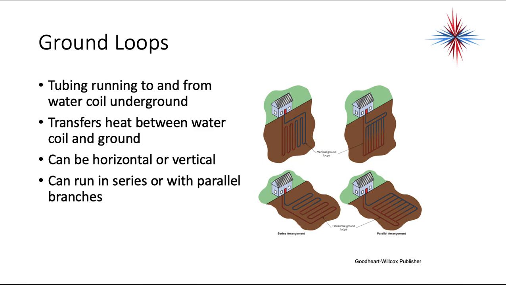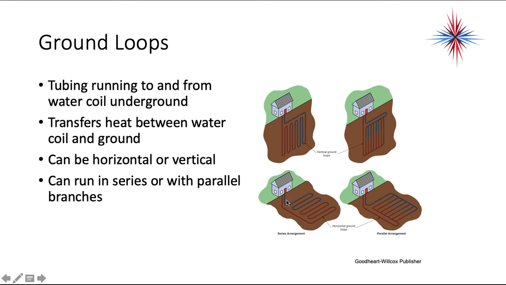Ground loops is tubing running from the water coil underground. It transfers heat between the water coil and the ground. It can be horizontal or vertical. It can run in series or with parallel branches. So if we look over here, vertical ground loops, they're deep. Okay, they come out of the house. Some are vertical, some are in series, and some use a manifold where each one is individual.